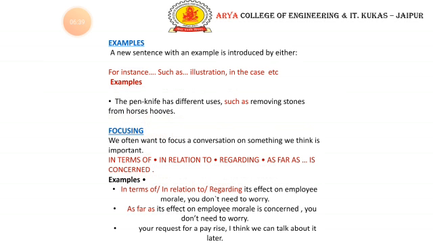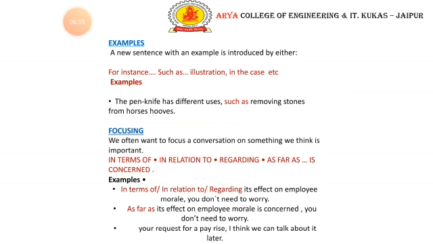And now examples. A new sentence with an example is introduced by either for instance, such as, illustration, in the case, etc. So these are some words of the examples. The pen knife has different uses such as removing stones from horses' hooves.